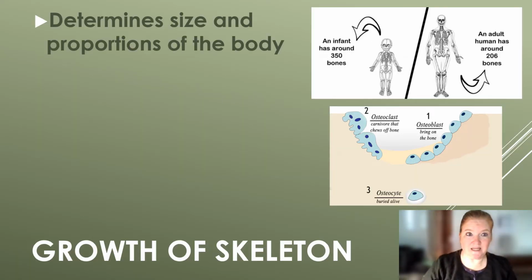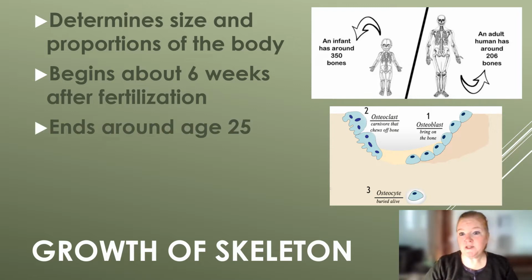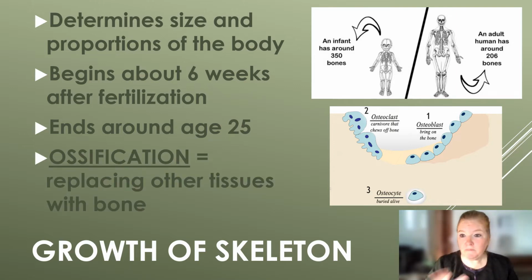So our skeleton determines the size and proportions of our body, and it begins about 6 weeks after fertilization. Now, that does not mean you have a fetus, an embryo has a fully formed skeleton at 6 weeks. It just starts then. And it ends around 25 when your clavicle and your facial bones finish ossifying. So ossification is that replacing of other tissues with bone.